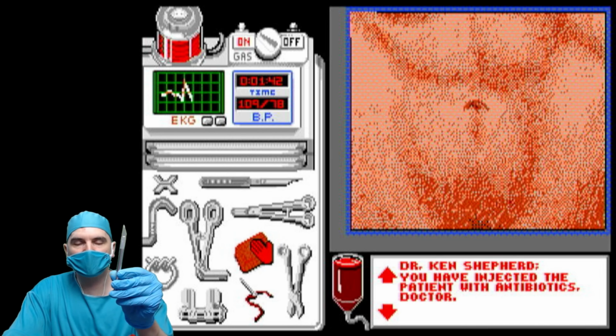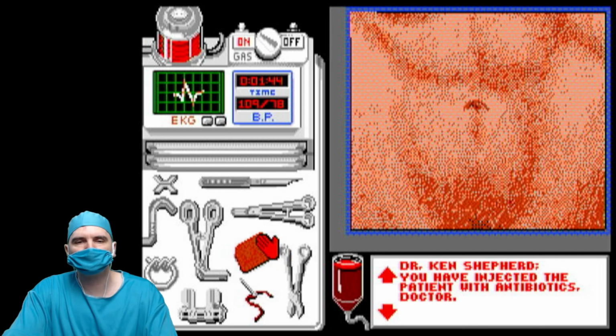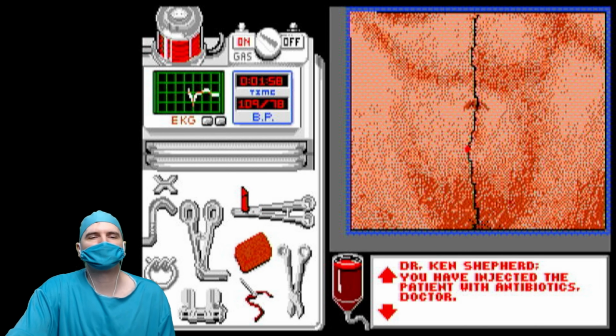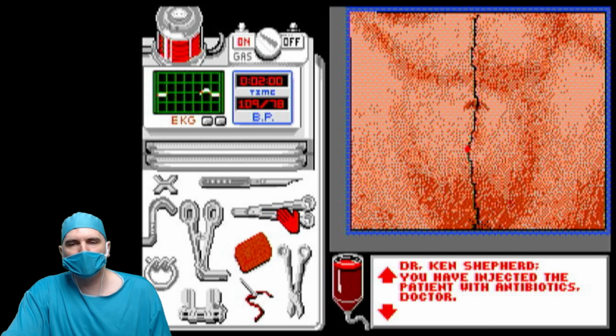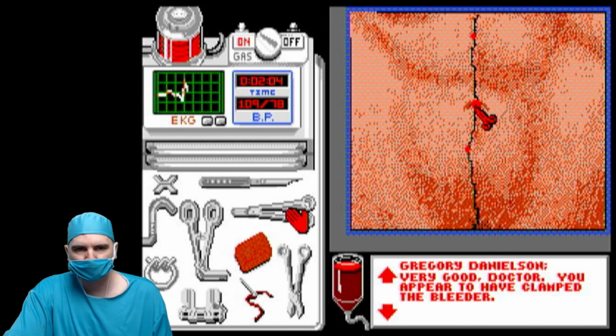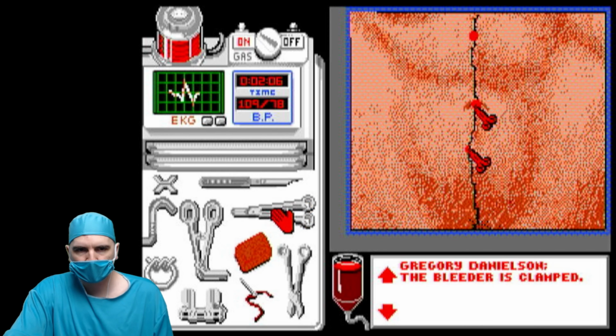Right, we're going to use the scalpel. I'm going to cut from the top, keep it as close to the line as possible, don't go over the line, and if possible, keep it in a straight line, right over the belly button. It's a bit wavy, but it's in the square. Good. And yes, that will give us some more bleeders. Ready and waiting with the bleeders. Very good. Doctor, you appear to have clamped the bleeder.